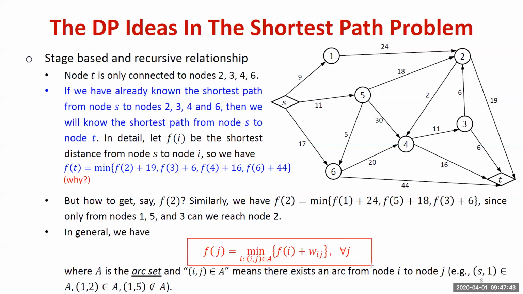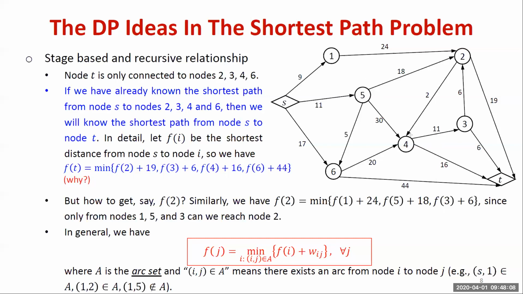formula here. Extremely important. That is, if I want to know the shortest distance from S to node J, then that equals the shortest distance from S to node I, where I is a point from which I can go to J.